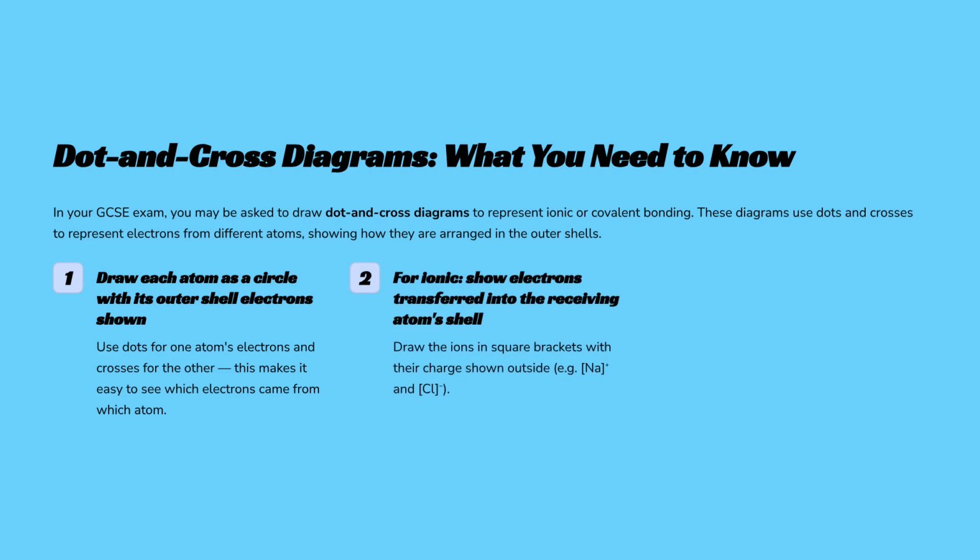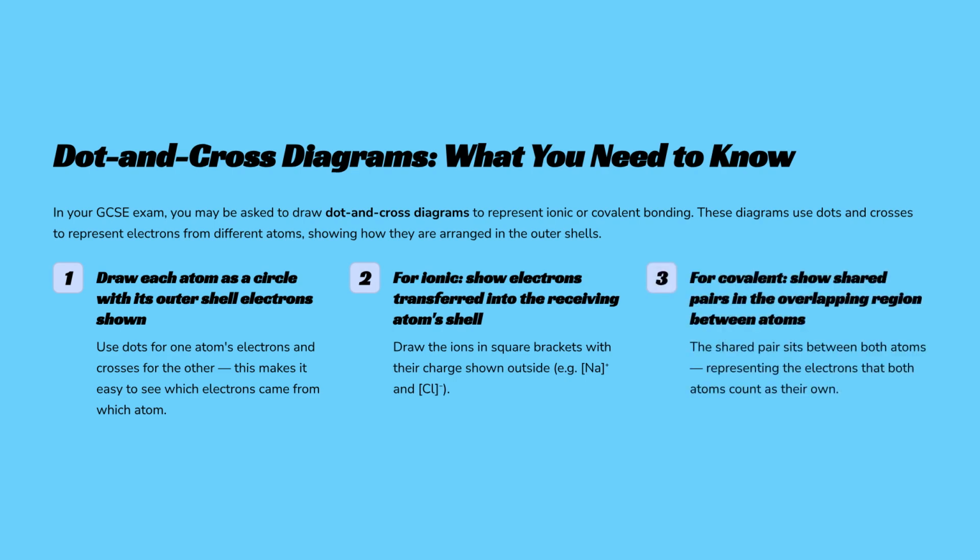For ionic diagrams, show the electron transfer and enclose the resulting ions in brackets with their charges. For covalent diagrams, show shared electron pairs in the overlapping region.